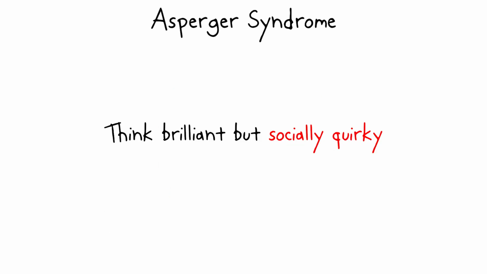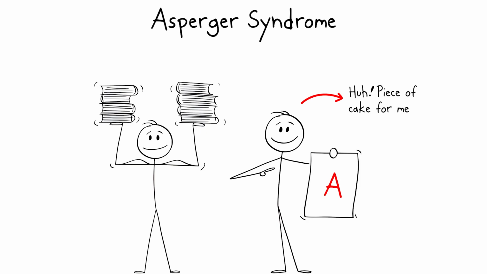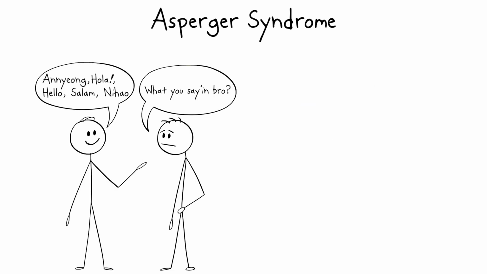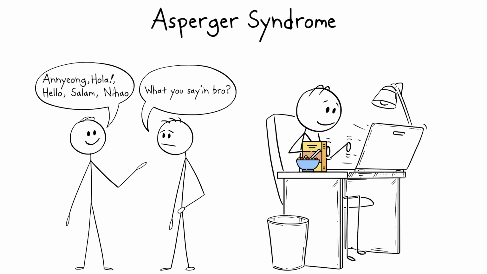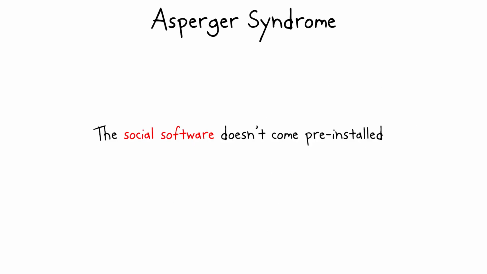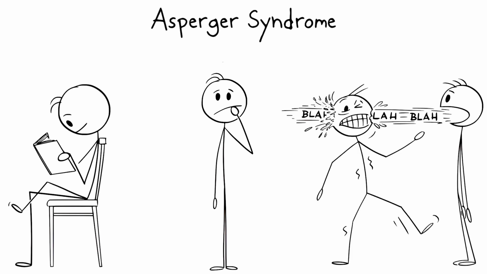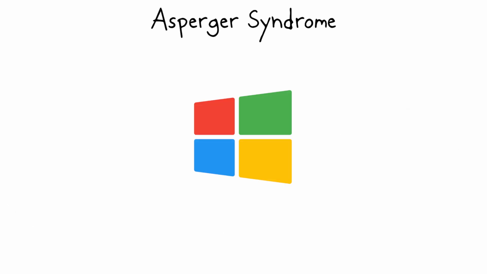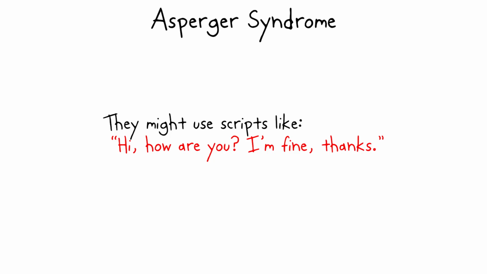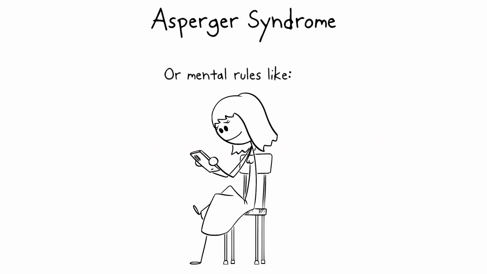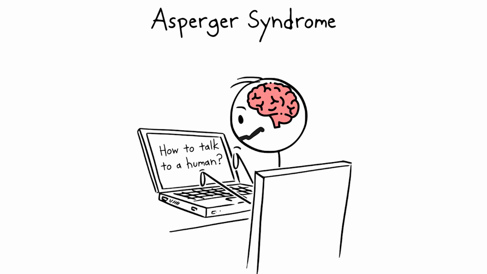Think brilliant but socially quirky. People with Asperger's usually have average or above average intelligence. They might know 5 dead languages casually or be coding before breakfast. The social software doesn't come pre-installed. Reading tone, facial expressions, and when to jump in or change topic is a manual install, like loading Windows 98, painfully slow. They might use scripts like, "Hi, how are you? I'm fine, thanks." Or mental rules like, if someone looks at their phone, they're probably bored. And no, it's not. They don't care. They often care deeply, but need help hacking human communication.